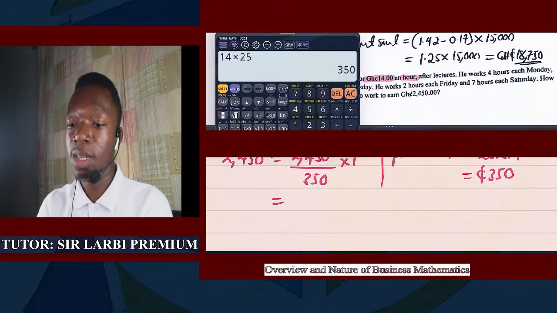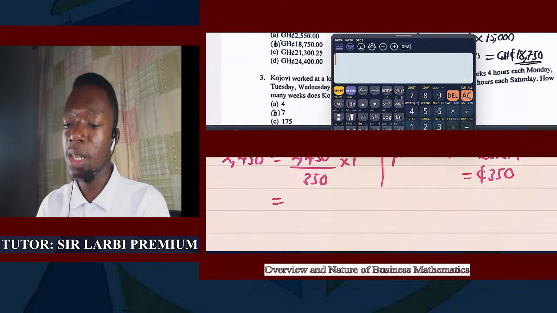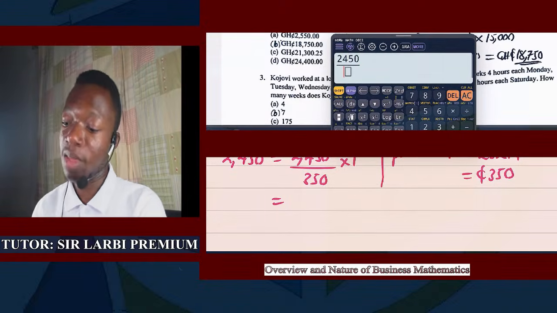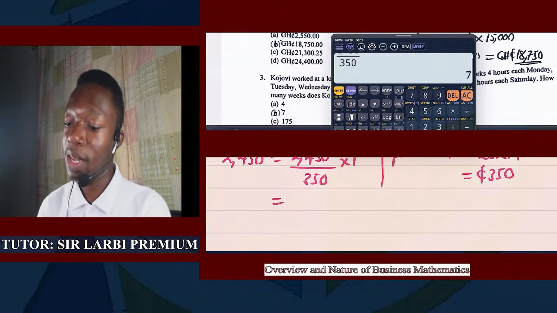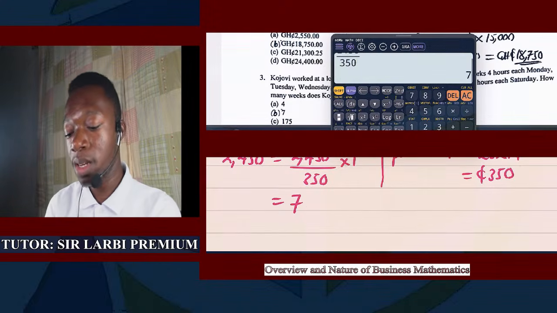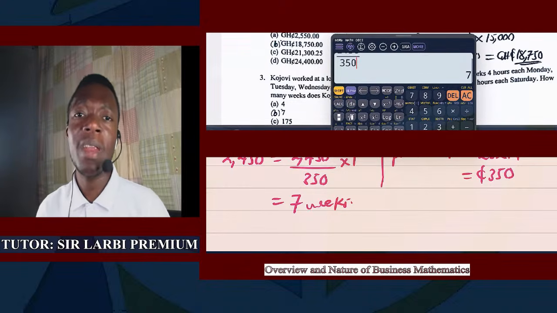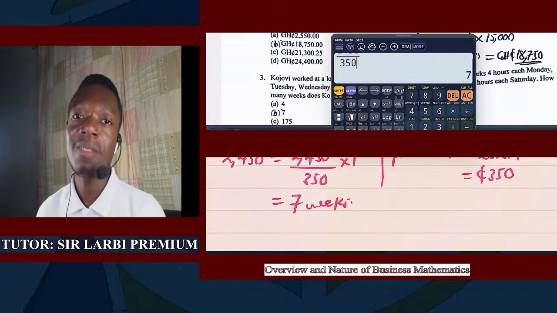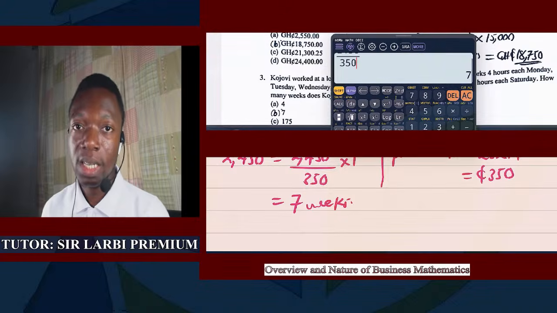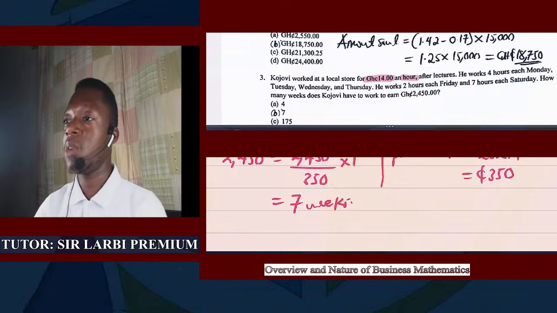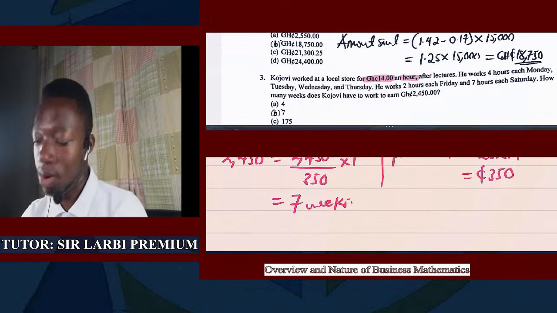So let me bring my calculator. Fastest hand. You need to be very fast in the examination conditions so that you can attempt almost all the questions. So 2,450 divided by 350. What are we getting? We are getting exactly 7. So that means that you need to work for 7 weeks before you can earn 2,450. It's very, very important that you know that. So that is the issue about this particular question.